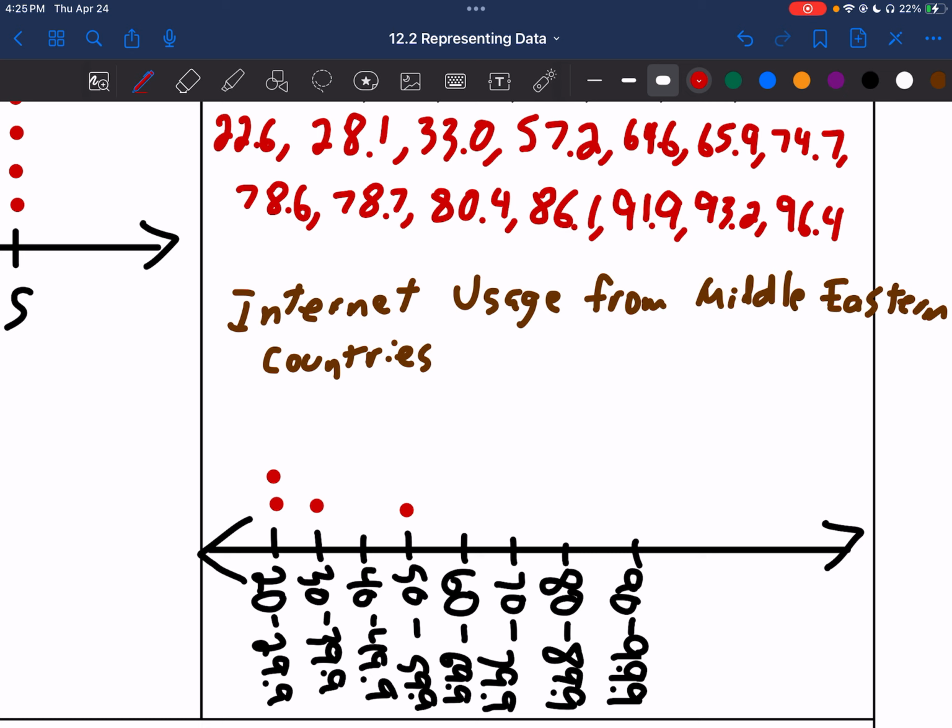60 to 69, we've got one, two values. 70 to 79, we have one, two, three values. 80 to 89, we have one, two values. And 90 to 99 is one, two, three values. Okay, so there we go. We've got our ranges, we've got a title for our graph. We are good to go.